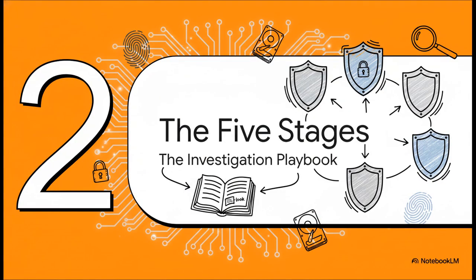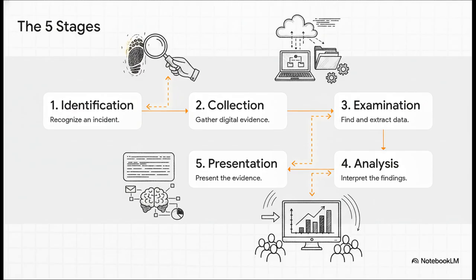So how do they actually do that? How do they guarantee that soundness? Well, it's not random. They follow a super clear 5-stage process. This is the official playbook for pretty much every digital investigation out there. And this right here is our roadmap. From the second a crime is reported all the way to the final report, every single piece of digital evidence goes on this exact same journey. It starts with identification, then moves to collection, examination, analysis, and wraps up with presentation.